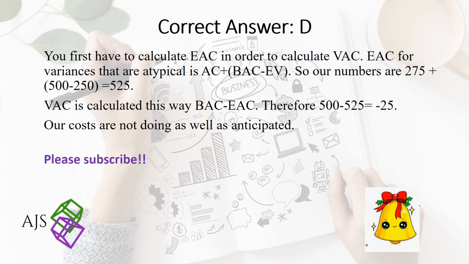You first have to calculate EAC in order to calculate VAC. EAC for variances that are atypical is AC plus BAC minus EV. So our numbers are 275 plus 500 minus 255, that is equal to 525. Now VAC is calculated this way: BAC minus EAC, therefore 500 minus 525 is equal to minus or negative 25. Our costs are not doing as well as anticipated.